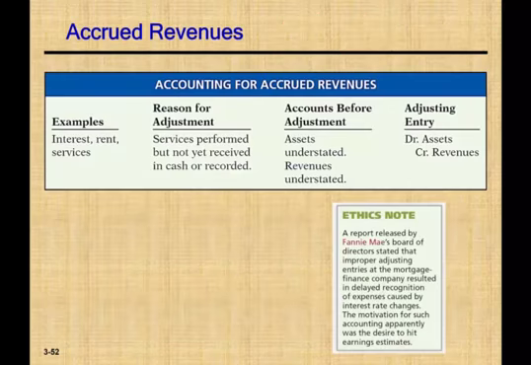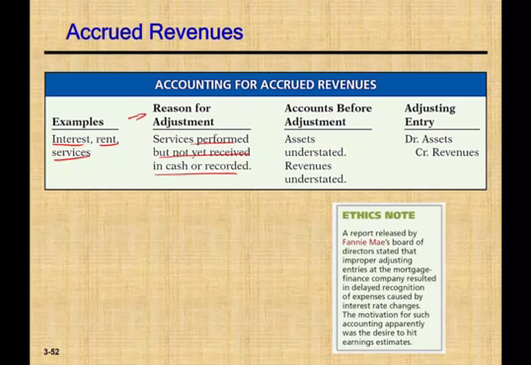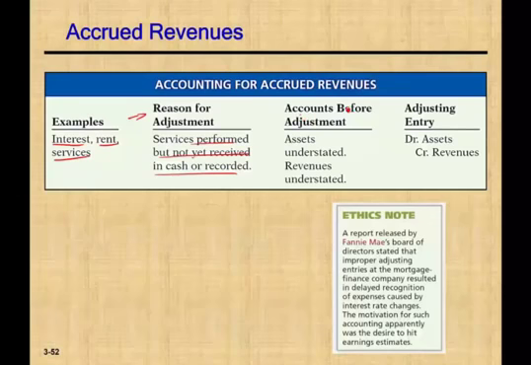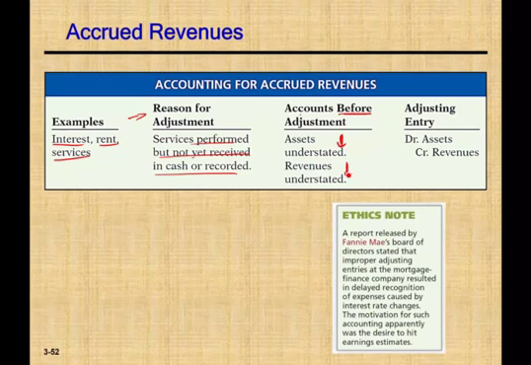And this is basically a summary. So what can we accrue? We can accrue interest, rent, anything, any work that we did and we have not billed the client yet, we have to do it. So the reason for adjustment: services performed but not yet received in cash or recorded. If we did not make the adjustment, notice accounts before adjustment, assets are understated and revenues are understated. Once again, if revenue is understated, I know I keep saying this, but this is important, then net income is understated, then retained earnings is understated, then equity is understated. So it affects a few accounts.